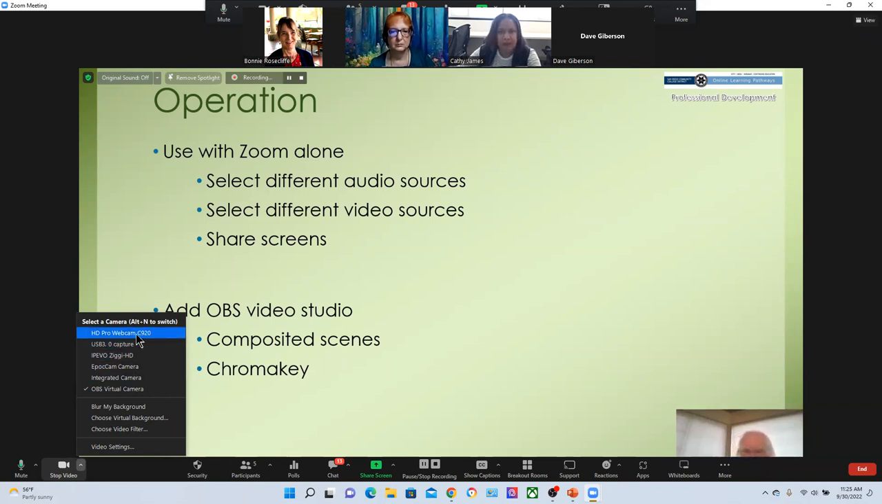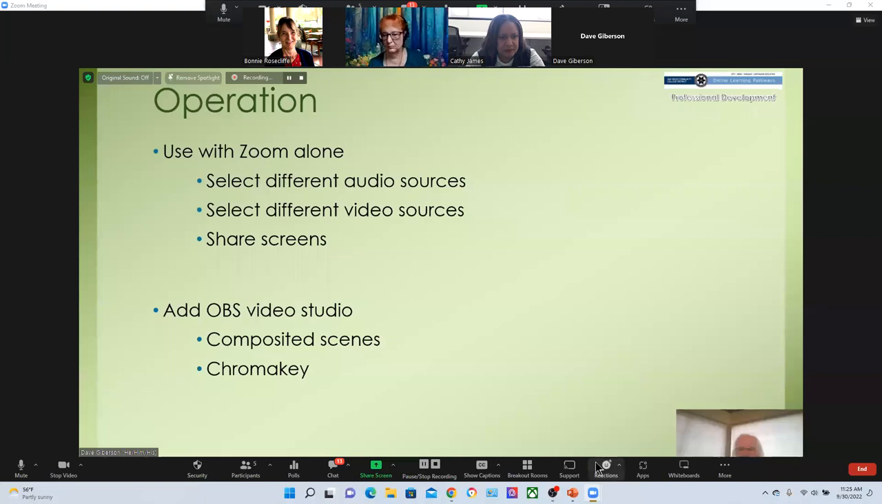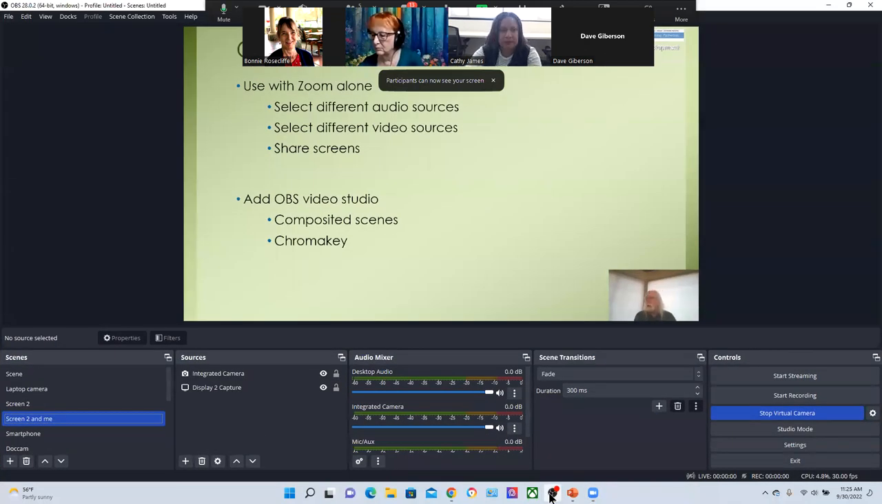I'm not going to switch between them using Zoom, because I'm not using Zoom to switch video sources right now. I'm using the other option you see on the screen here. I'm using Open Broadcaster Studio. Let me share that screen again. Open Broadcaster Studio is a software-based video studio that allows me to feed the output of this video studio to Zoom through something called a virtual camera.